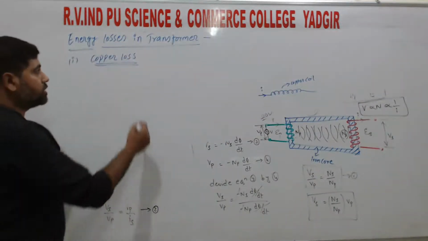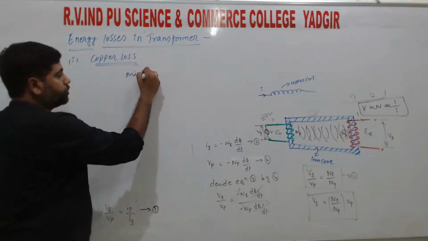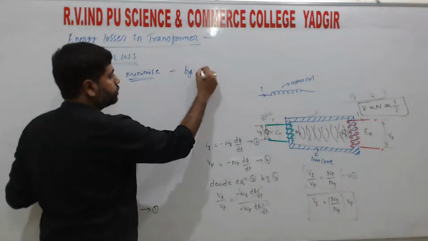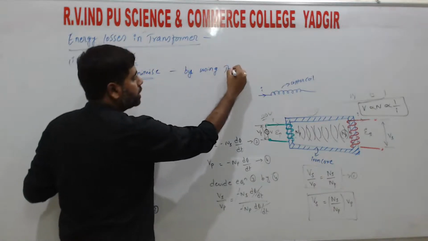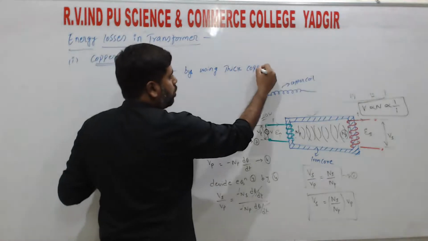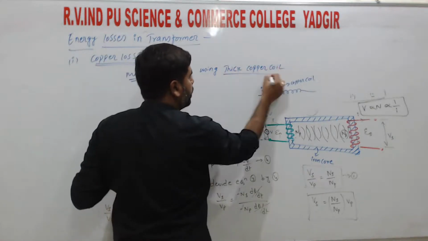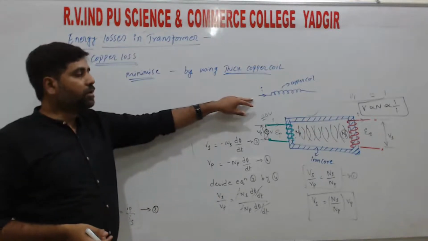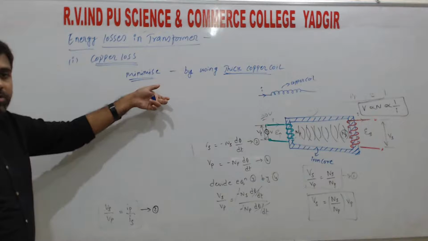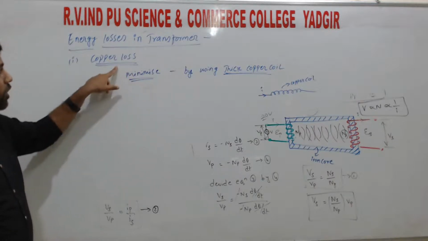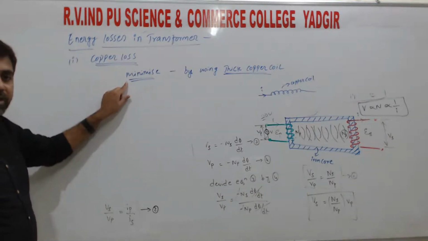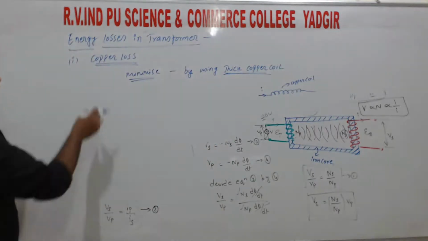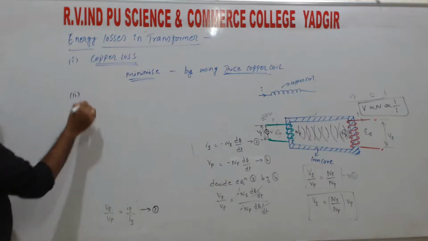So how to minimize this copper loss? By using thick copper coil. As the coil gets thicker, the heating, that means the heat energy loss, becomes less. So minimization is by using a thick copper coil, right? So this is the first one, the copper loss.